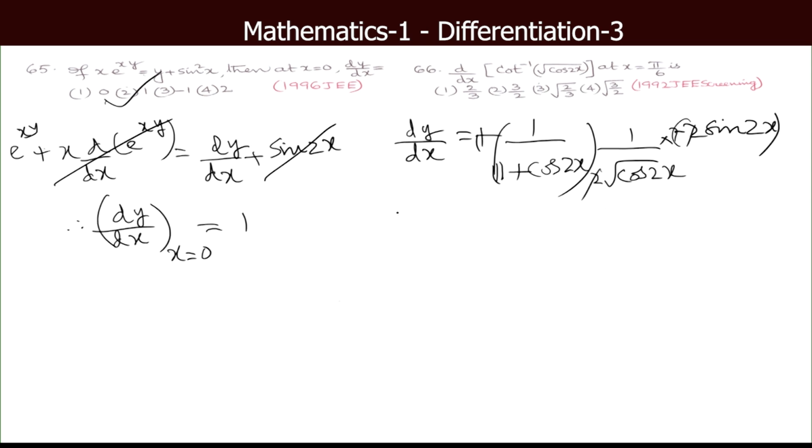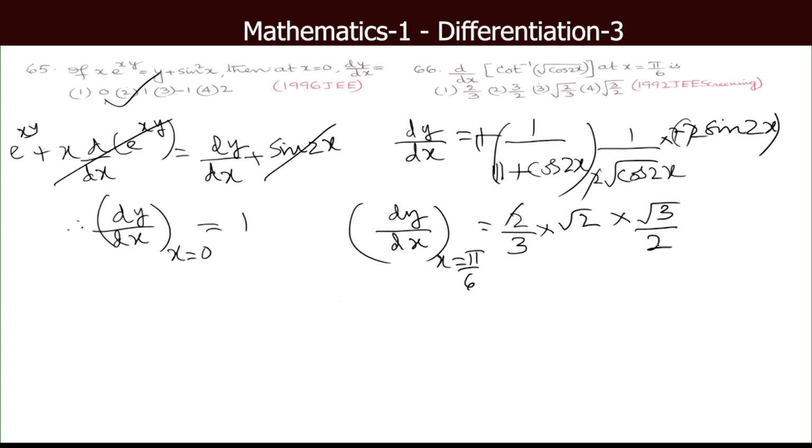So, therefore, dy dx at x equal to pi by 6. When x equal to pi by 6, cos 2x is cos pi by 3, 1 by 2. 1 plus 1 by 2 is 3 by 2, so 2 by 3. That is the first factor. Second factor, cos 2x, once again cos pi by 3, 1 by 2, root of 1 by 2, 1 by root 2 and root 2. That is the second factor. Sin 2x, sin pi by 3, root 3 by 2.